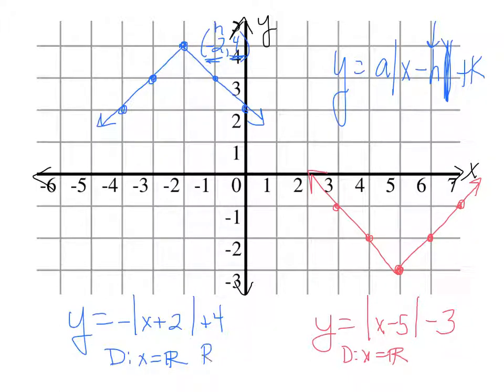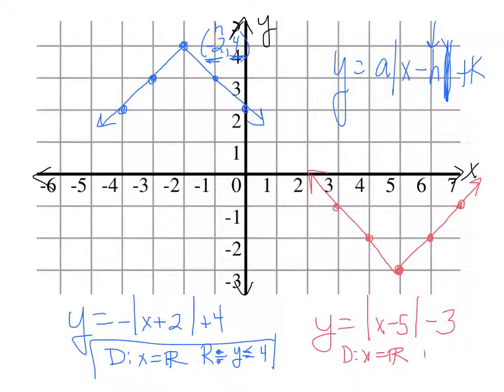Now the range, however, is not that way. Let's look at the blue one. The values of y must be what? Well, here's 4. You'll notice they're not above 4. So that means all your values for the range on the first one have to be y less than or equal to 4.